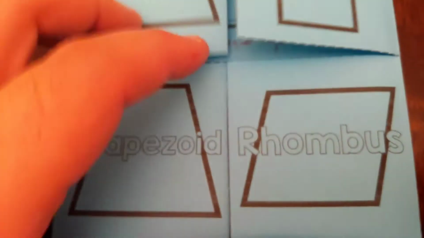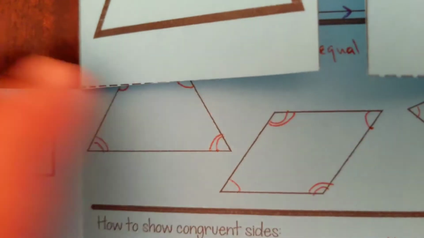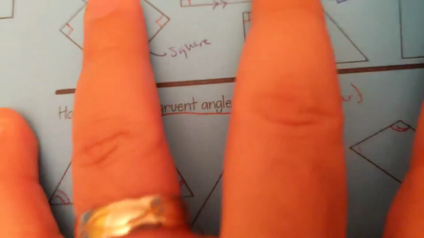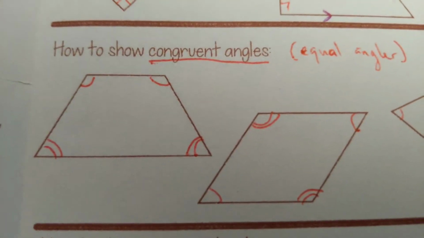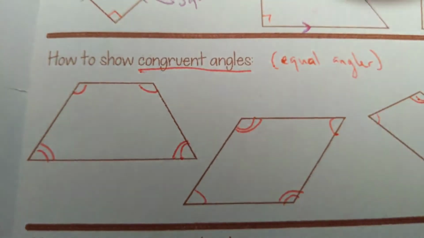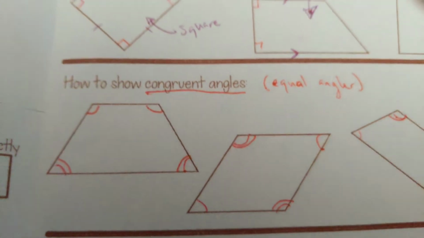Now I'm going to close that one up and open up the 2 middle flaps, so we can see what's the next section. Well, I guess I can open up like that. So how to show congruent angles or equal angles. And we use little arches, little arcs.